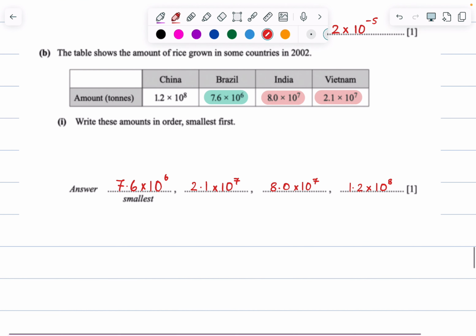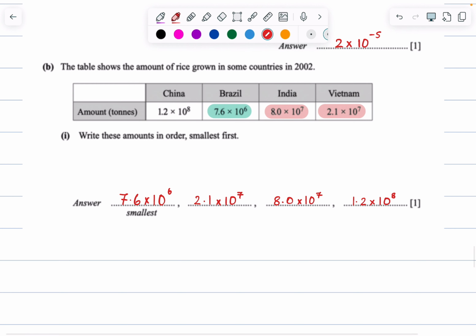No, they said write these amounts. Okay? Okay. Okay, next question is from October, November, or May, June? The one that you were telling me, कौन सा है वो October, November, or is it May? Okay, we'll do it together.